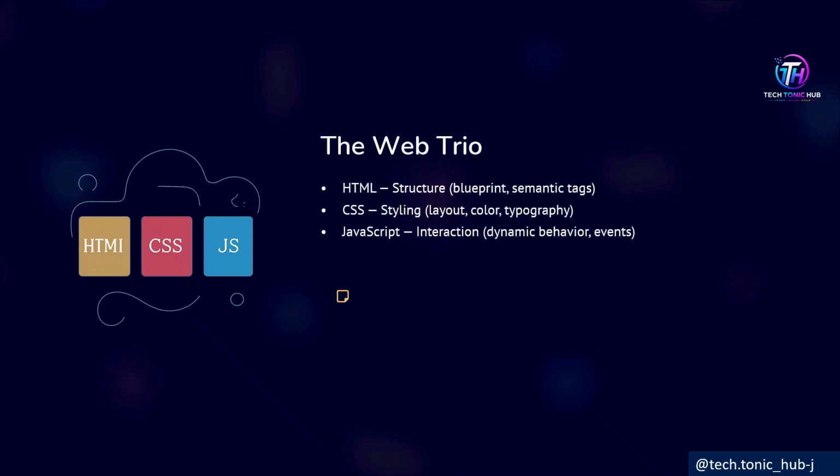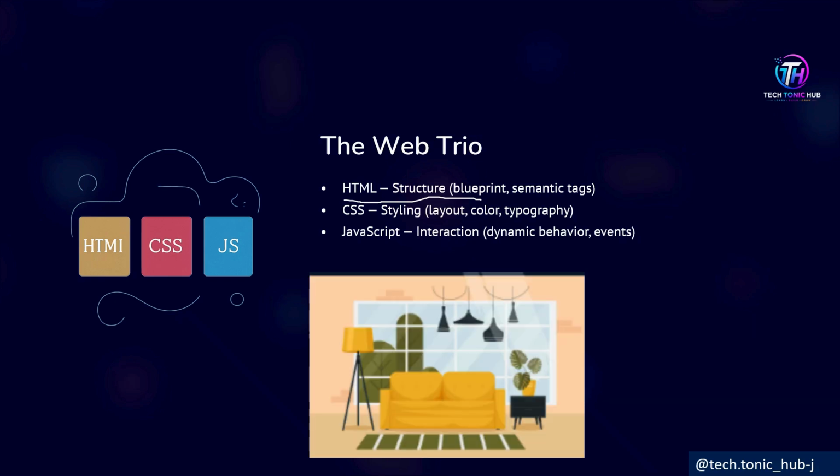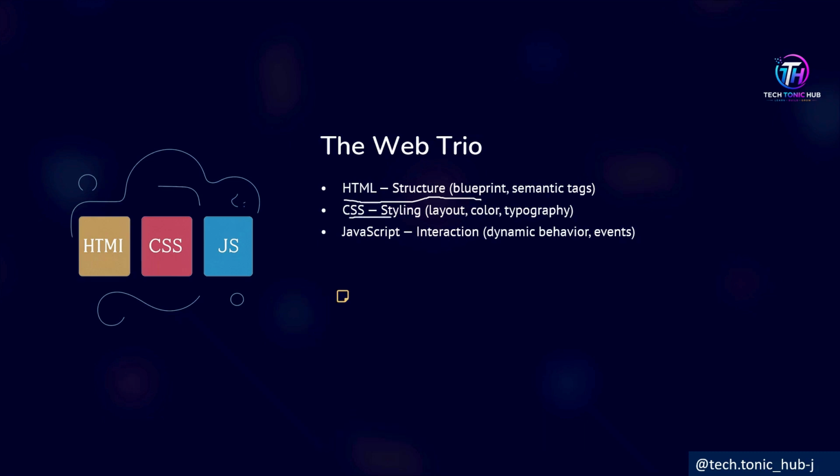Here is an analogy. Imagine you are building a house. HTML is the bricks and walls. CSS is paint, furniture and decoration. JavaScript is the electricity, fan, light and smart devices. Without HTML, there is no house. Without CSS, the house looks plain. Without JavaScript, the house works but lacks interactive features. Together, these three technologies can create a modern website.